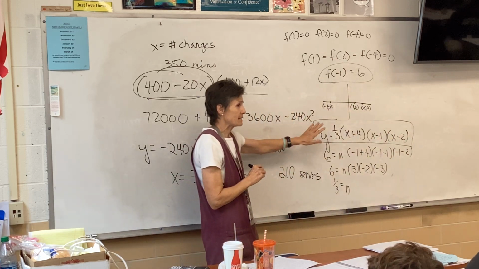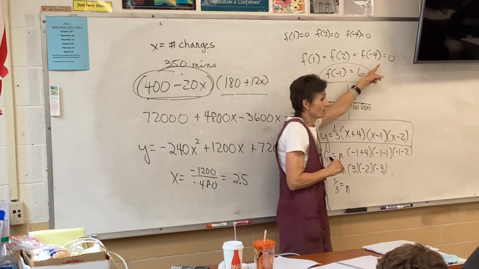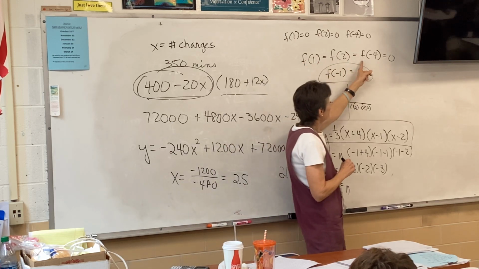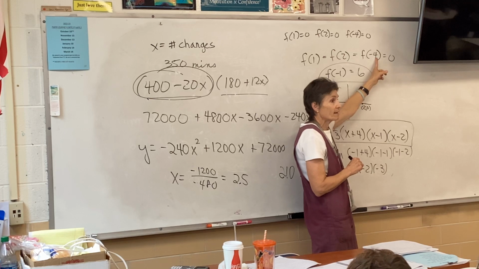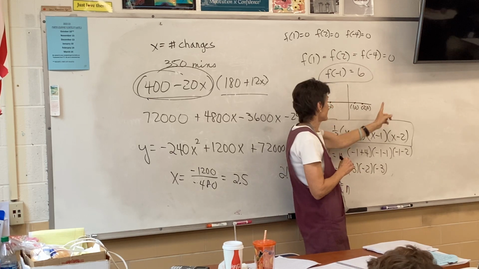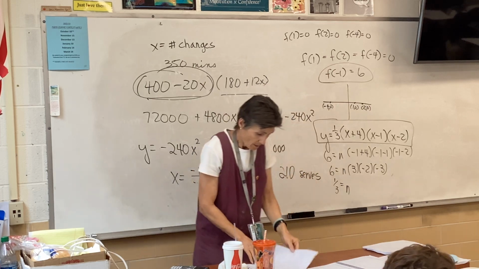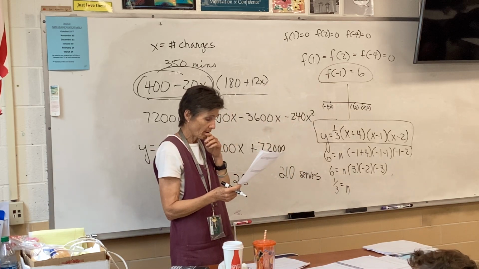So that's an easy problem, but it was written a little bit differently there. So I want you to keep in mind that when we say f of -4 is 0, that means -4 is a 0. That's an x-intercept, which produces a factor. All right, that one caught my eye. All right, what else?